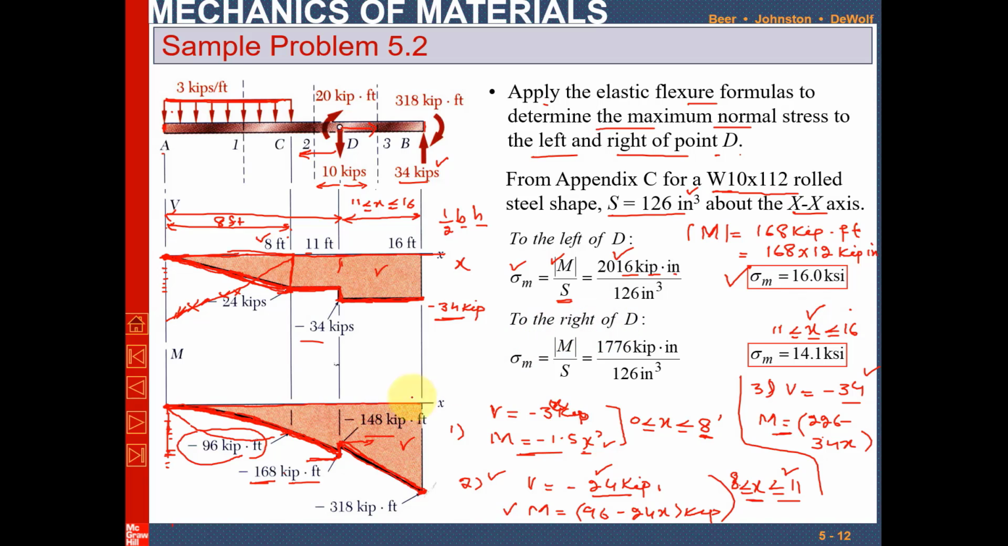Now to the right of D, the moment is minus 148. If you again multiply 148 with 12, it will be 1776 kips into inch, and divided by the section modulus, you will have the maximum stress after point D. So this was all about sample problem 5.2. I hope you have learned it.